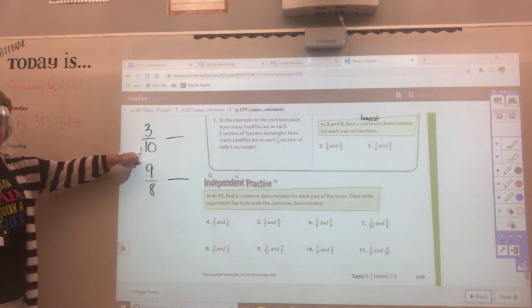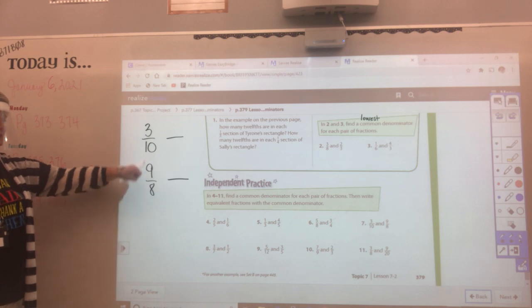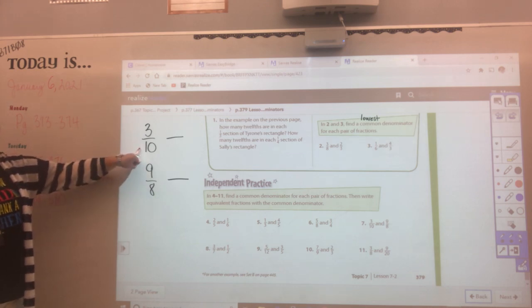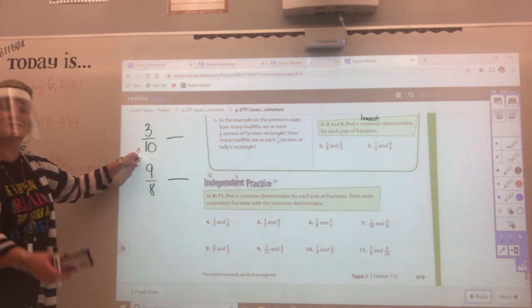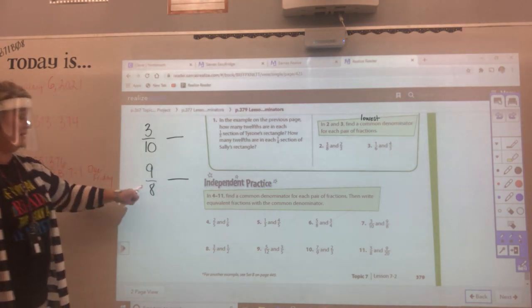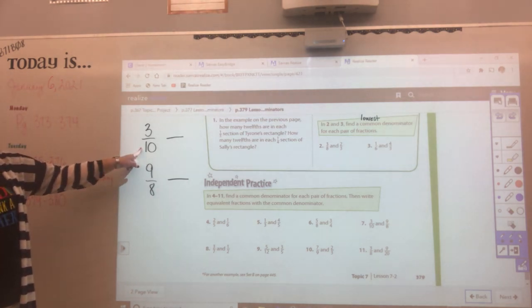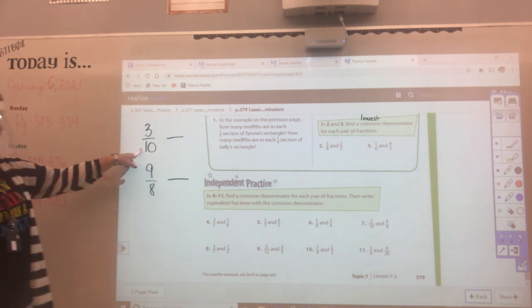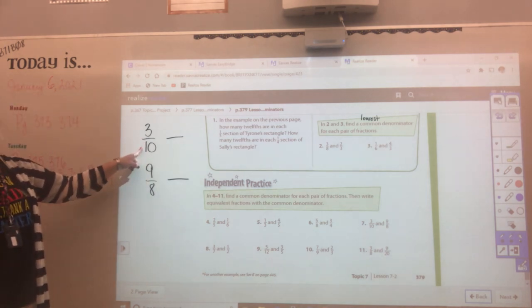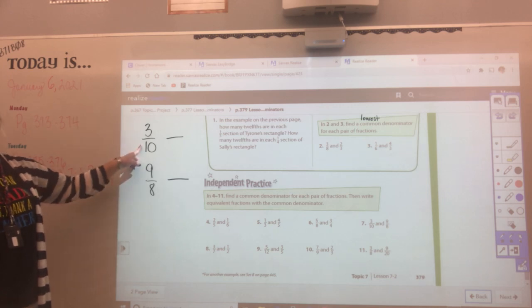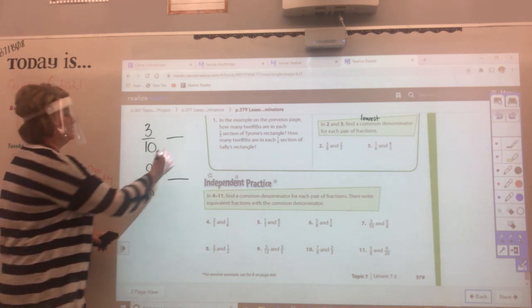What would 10 times 1 be? 10. Is 8 times anything ever going to get me that 10? No, so I have to go to the next. What's 10 times 2? 20. Is 8 times anything 20? Keep going. What's 10 times 3? 30. Is 8 times anything going to get me 30? What's 10 times 4? 40. Is 8 times anything going to get me 40? There's your answer, 40.